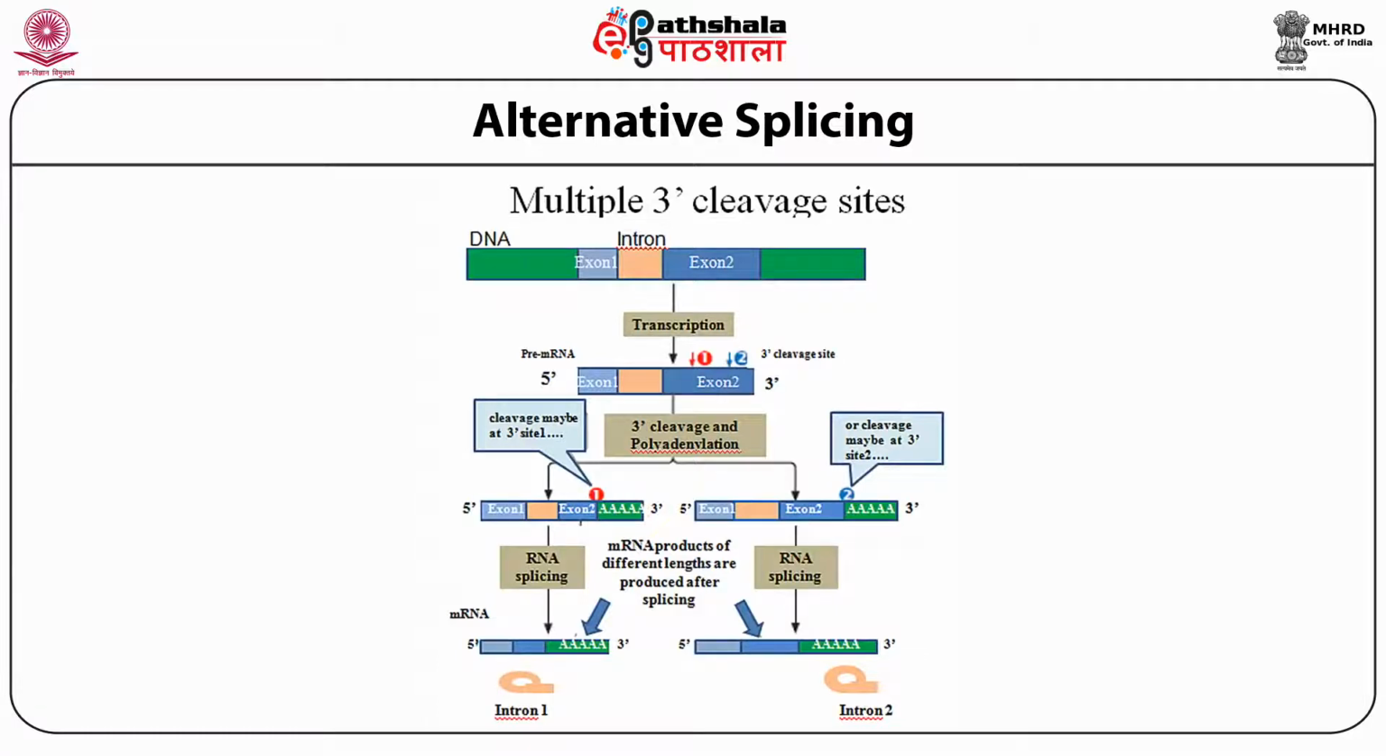Multiple 3' cleavage sites. The pre-mRNA has more than one potential site for cleavage and polyadenylation. The pre-mRNA may or may not code for different proteins depending on the placement of the site before or after the termination codon. 1 and 2, 3' cleavage sites. Cleavage may take place at the 3' end of site 1 or the 3' end of site 2. Two mRNA products of different lengths are produced after splicing, intron 1 and intron 2 respectively.